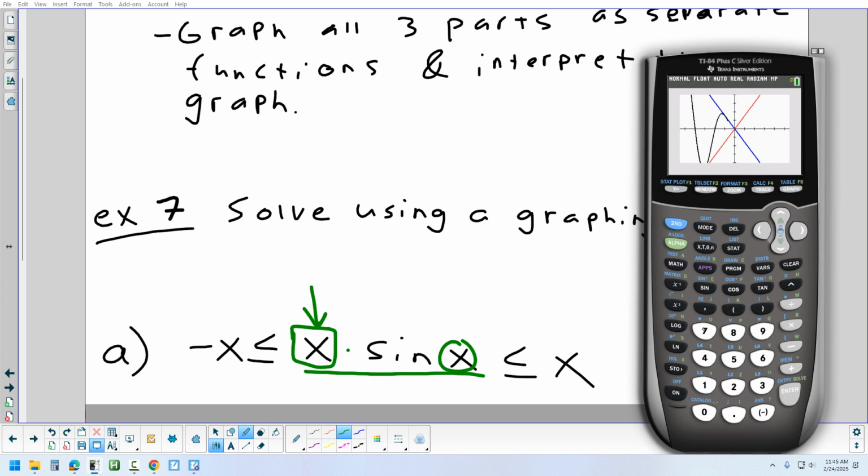Might have to zoom out a little bit to see it better. I'm just going to zoom out. It looks like a W. It does, it looks kind of like a W. When I zoom out, you're going to see more of it, so it's not going to look like a W anymore. You're going to see more of the wave.